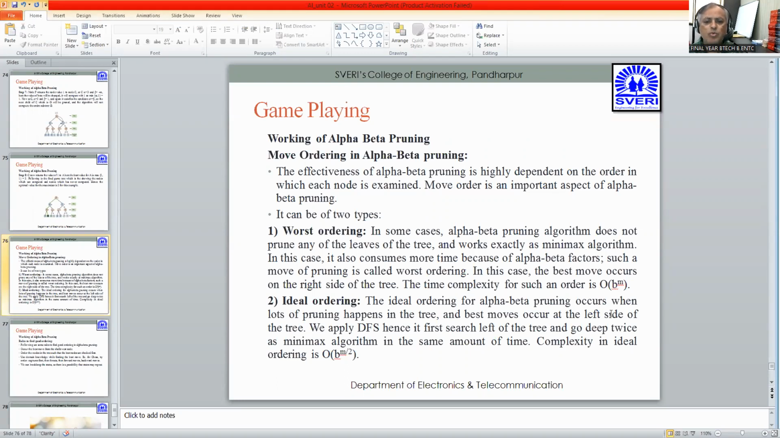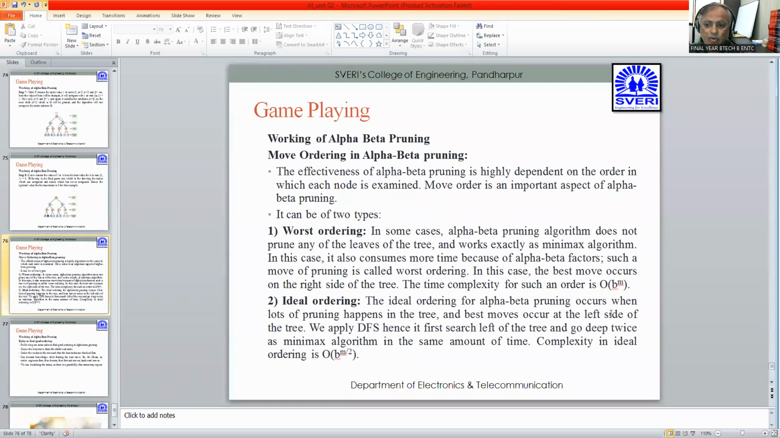In this case, the best move occurs on the right side of the tree and the time complexity is nothing but O(b^m). In the worst condition, alpha beta pruning will start working exactly like the minimax algorithm. That is the worst case. Simple logic: in the worst case it works like the minimax algorithm and the time complexity becomes O(b^m). Exactly the same, it looks at every node, checks it and then executes.